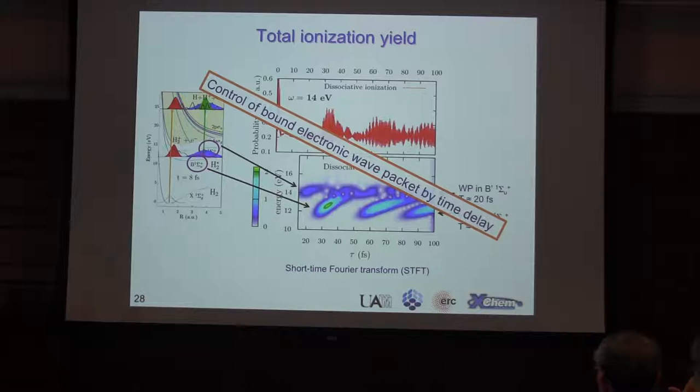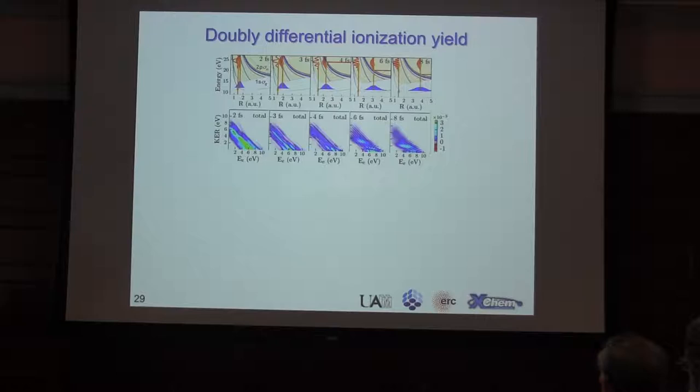Now let's go to the W differential ionization yields. I put here again the W differential spectra that looks very complicated, and on top of it, what you see is a cartoon of the position that the wave packet occupies here in the intermediate state when the probe pulse arrives at these time delays, 2 femtoseconds, 3 femtoseconds, up to 8 femtoseconds. And as you can see, this is very complicated.